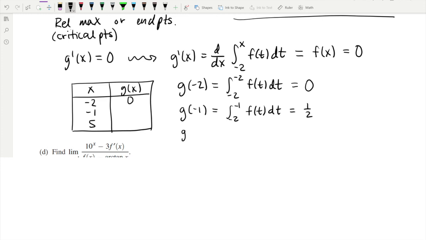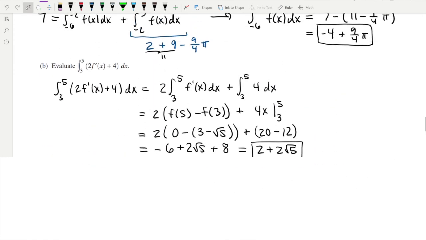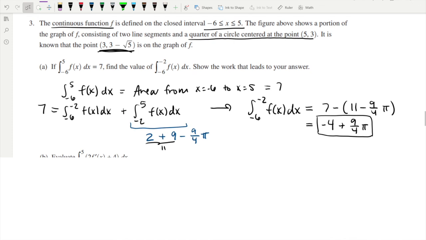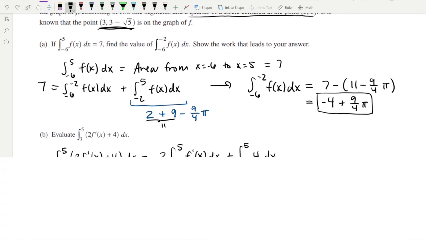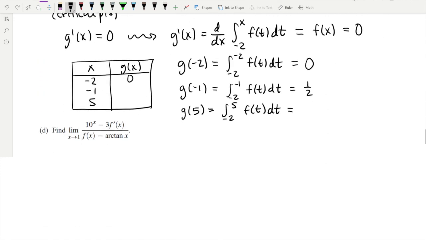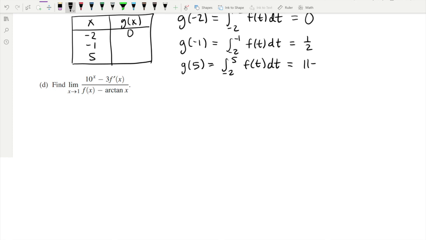And finally, g of 5 is this integral from -2 to 5 of f of t dt, which, do recall, we computed, I think. -2 to 5, we did that here, right? Don't redo the same work you've already done. We found that was 11 minus 9/4 pi. So this is 11 minus 9/4 pi.